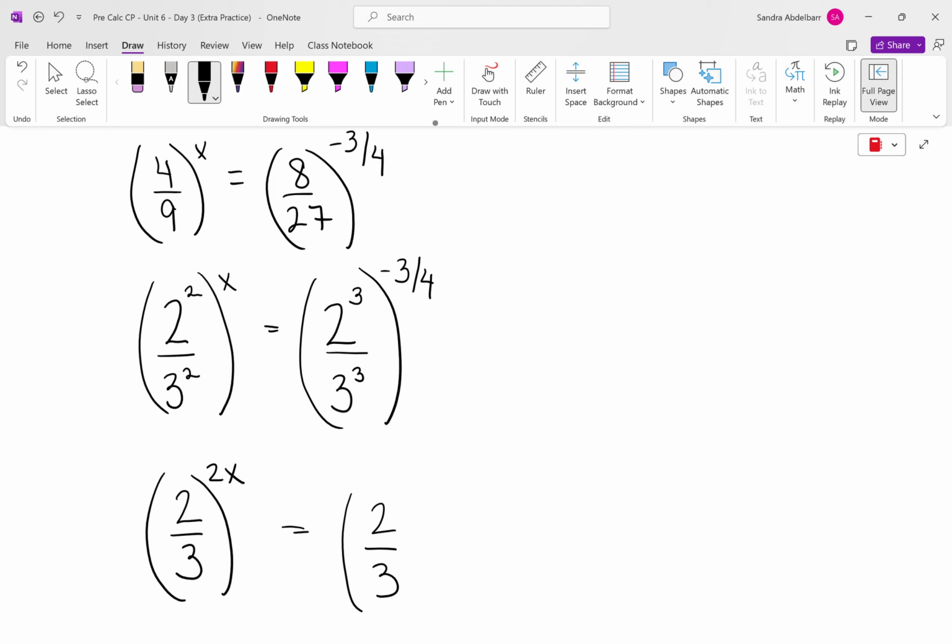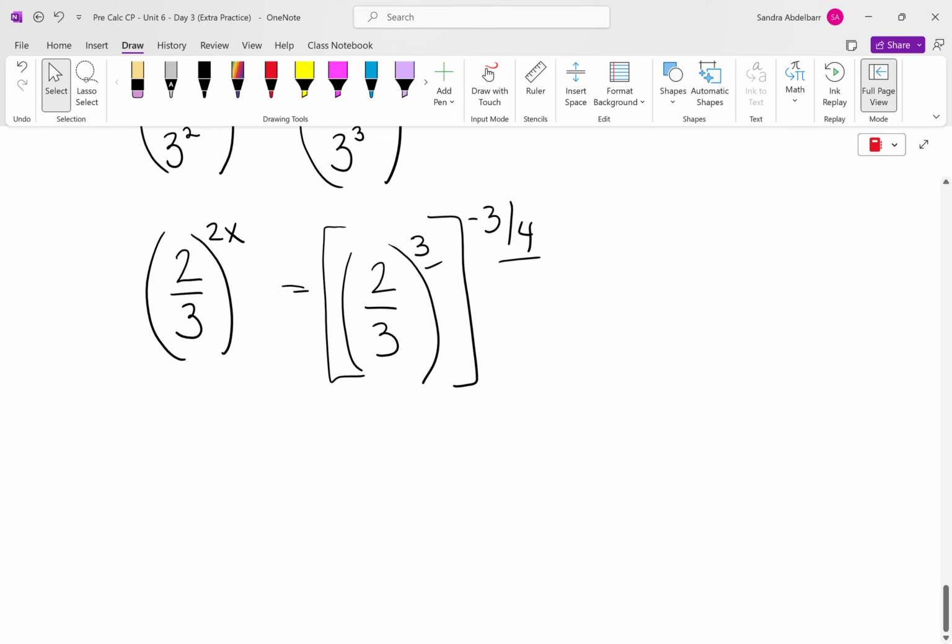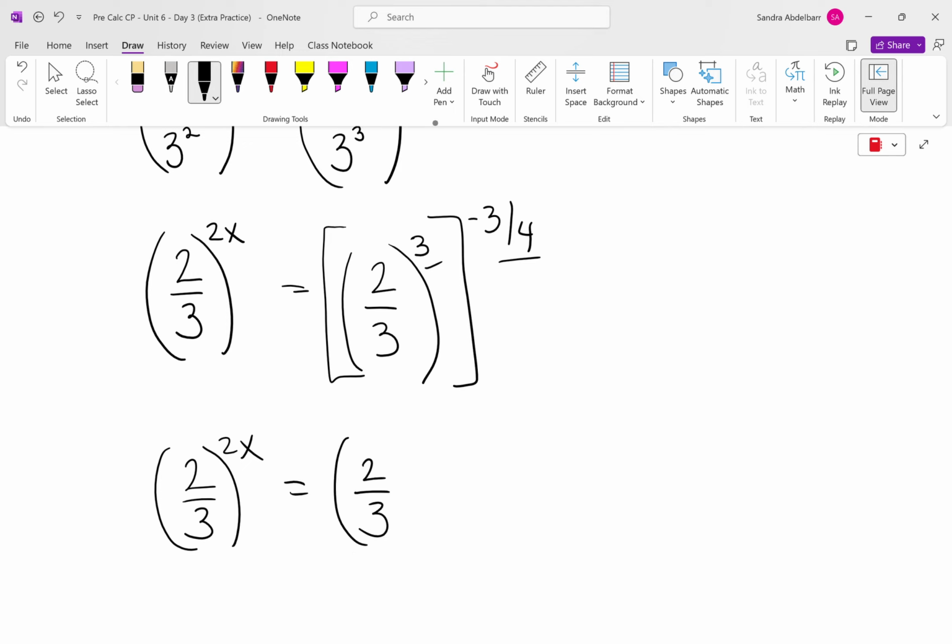And over here, what do you think I'm going to write? 2/3 raised to the 3rd, but that's raised to the negative 3/4. Power to a power, what do I do? Multiply. Power to a power, we multiply. So this is 2/3 raised to the 2x equals 2/3 raised to the negative 9/4. All this just to get the same base.